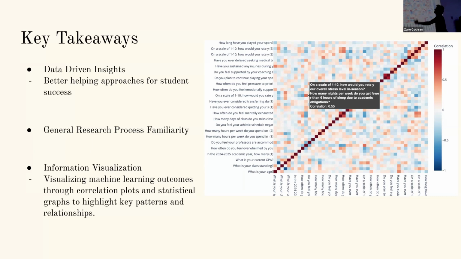So I want to point out a question right here. On a scale of 1 to 10, how would you rate your overall stress level in season, and how many nights per week do you spend less than 6 hours of sleep due to academic obligations? And I got a correlation of 55%, which is a little more red than usual. And that basically means that these questions correlate with each other. If you sleep less than 6 hours, you're going to be stressed because you're running on little to no sleep.